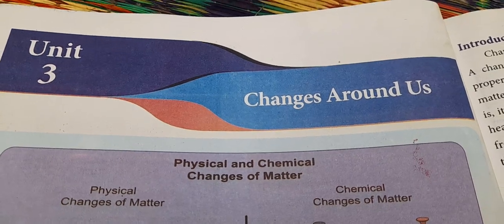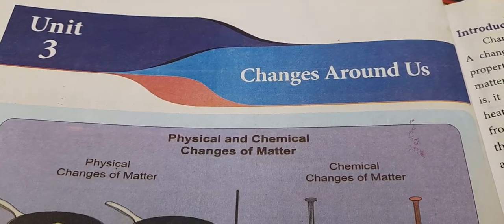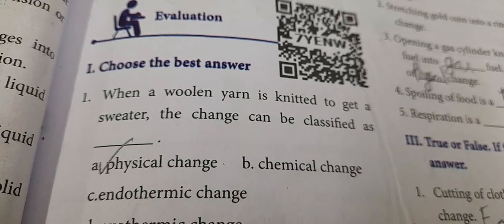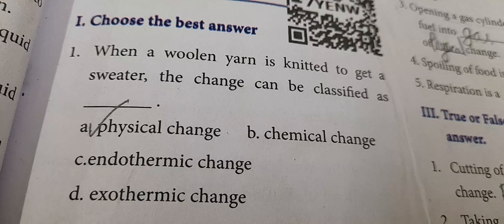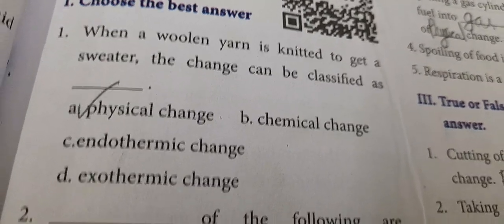7th standard science second term unit 3, Change Around Us, book back answers. Choose the best answer. When a woolen yarn is knitted to get a sweater, the change can be classified as physical change.